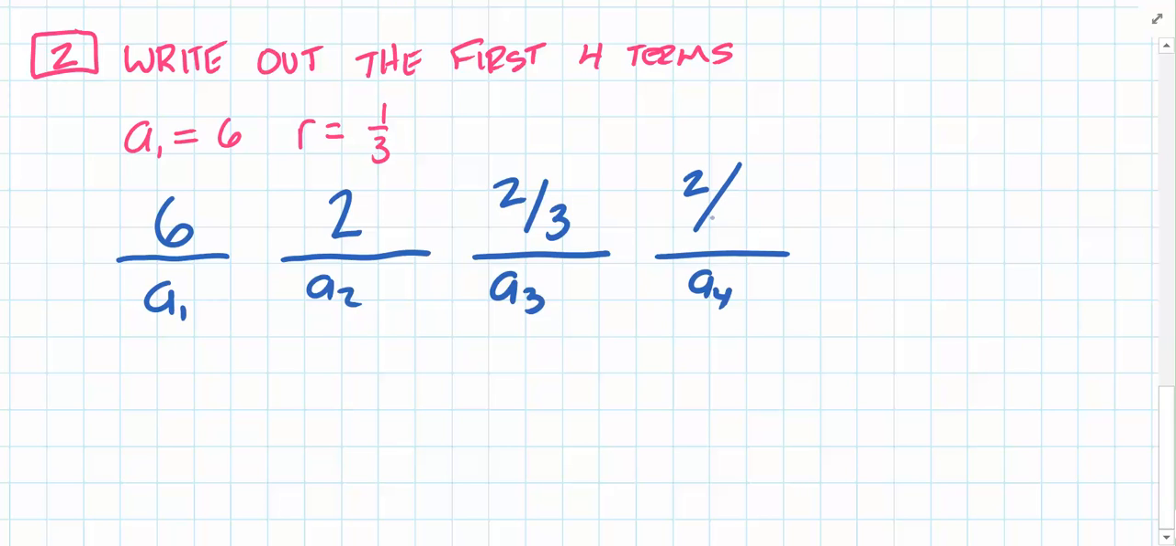2/9, right? Because 1/3 times 2/3 is 2/9. And then just for the heck of it, what would be the fifth term? 2/27. Very good. Okay, and then dot dot dot.